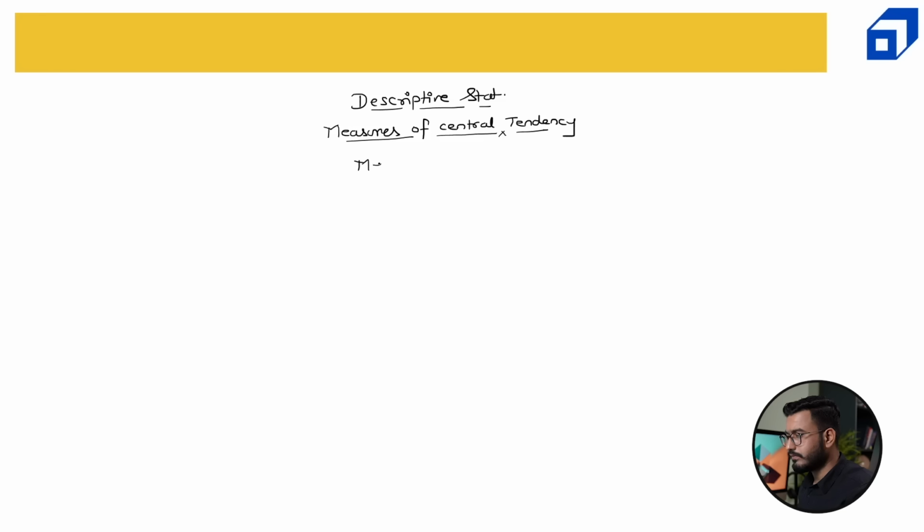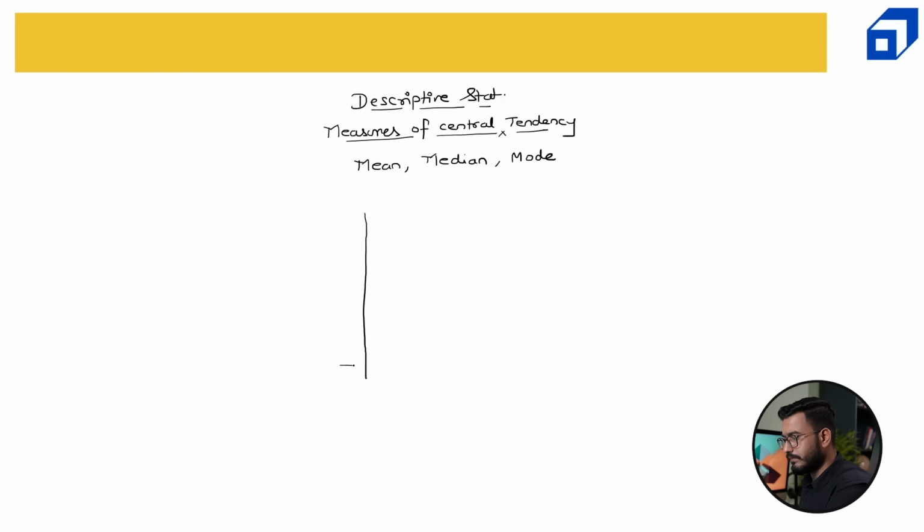Now, measures of central tendency is something that can help you to find out the center point of a data. Measures of central tendency are basically your mean, median, and mode. Mean is also known as average. Let's try to understand it.